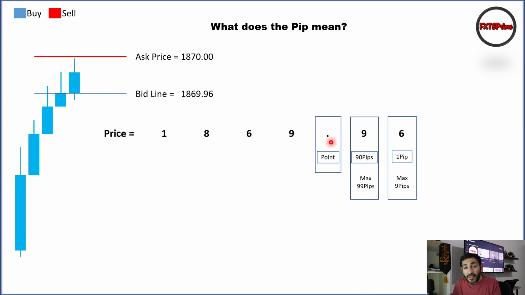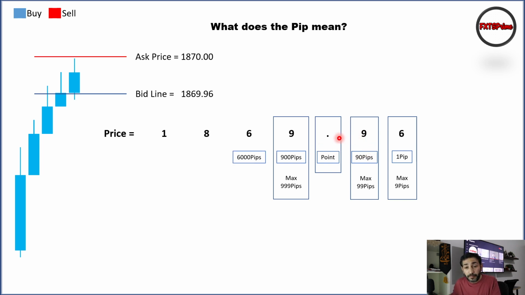The next one is the dot after the two digits. Then you have the 100s. So this number now means 900 pips. These 9s mean 900 pips. If it's 8, it is 800 pips. If it's 7, it is 700 pips. The maximum number that can go here is 999 pips, when this number becomes 9, this number becomes 9, and this number becomes 9. So you can see the relationship with the previous digits.